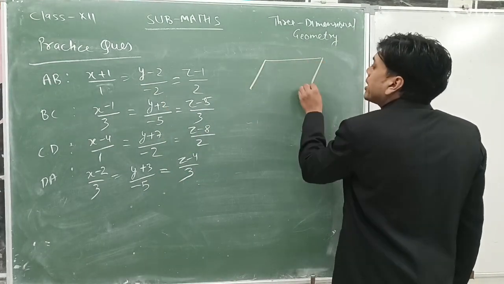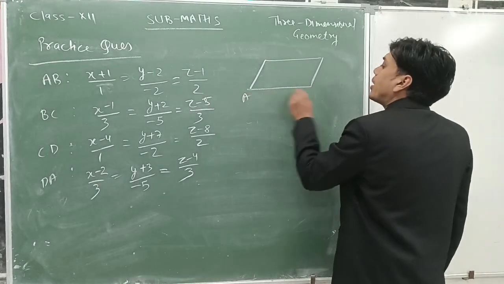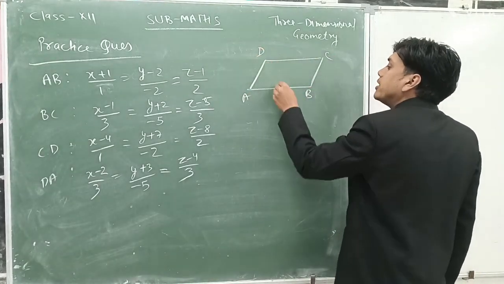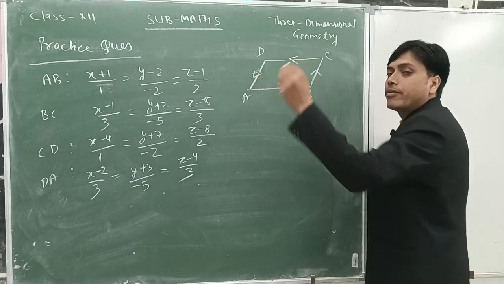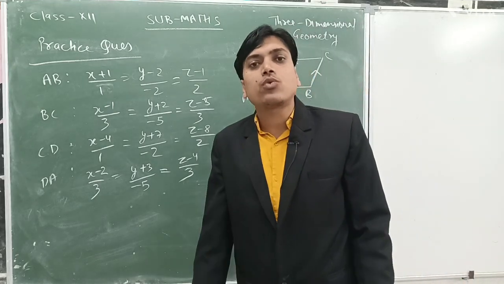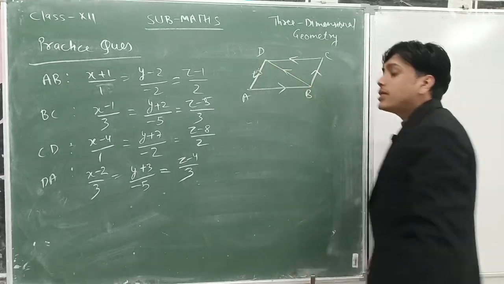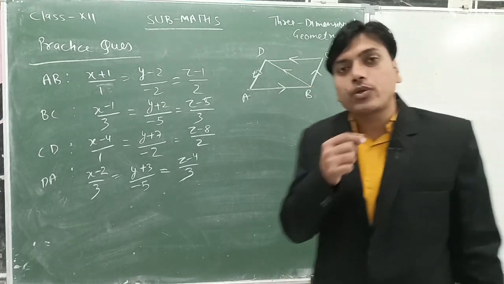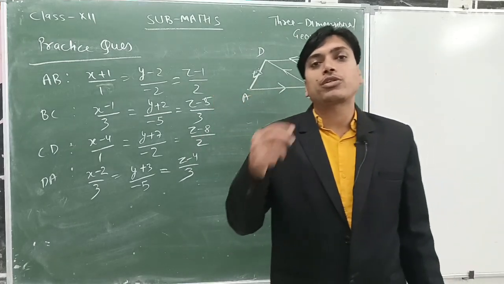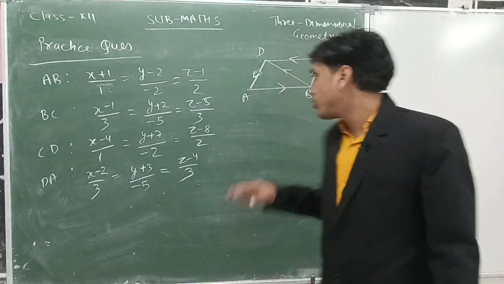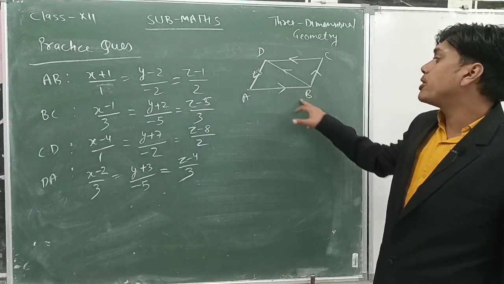So parallelogram ABCD is there, and we have to find the equation of BD. AB is given, BC given, CD given and DA given. Now we have to find out the equation of BD. But whenever we have to find the equation of any line BD, we need at least 2 points. So first of all, we have to find the coordinates of the point B as well as the point D.